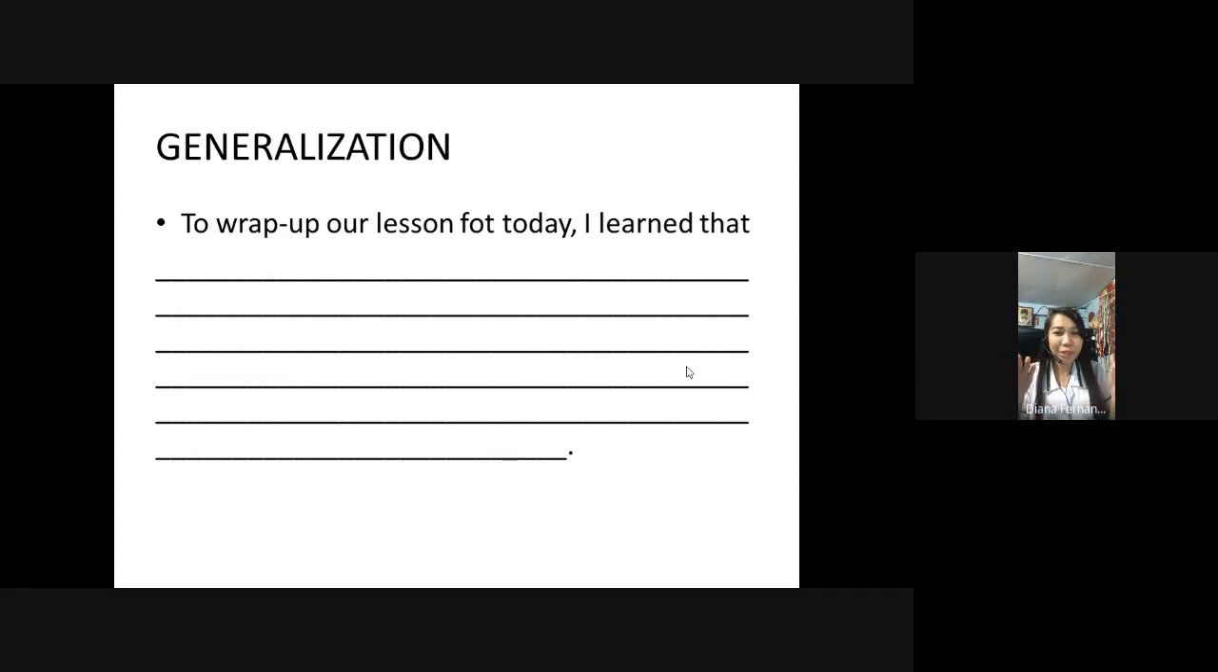Yung sumasabog, ano yon? Chemical energy. Nuclear. May nuclear isa pa. Energy. May isa pa. Solar or radiant energy. Alright. Very good. Palakpakan para kay Gian. Good job.